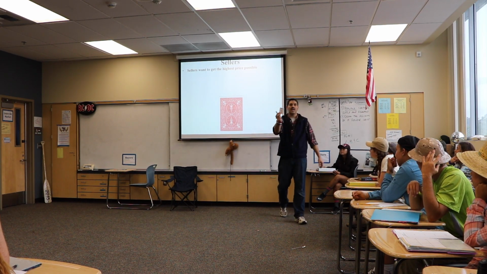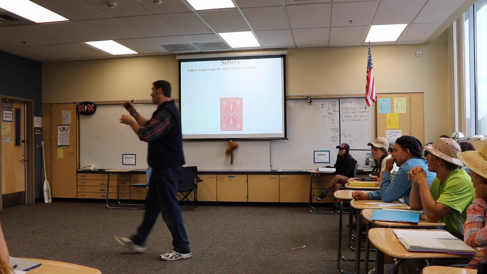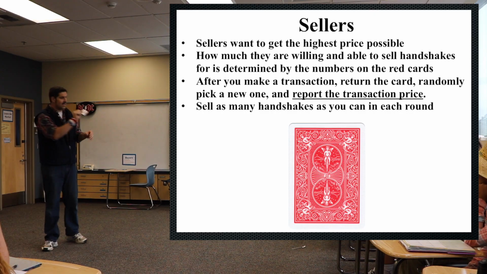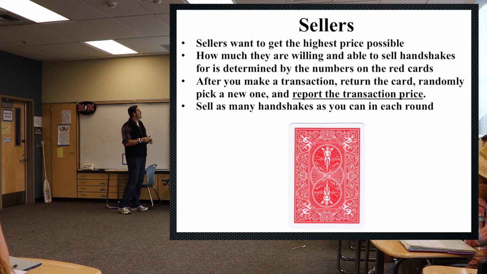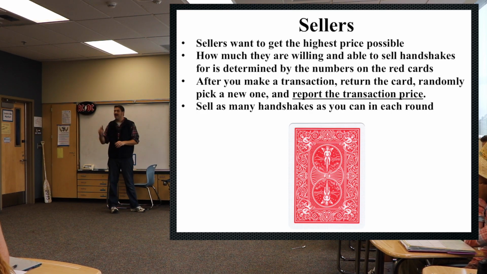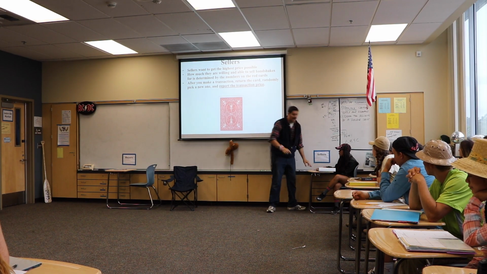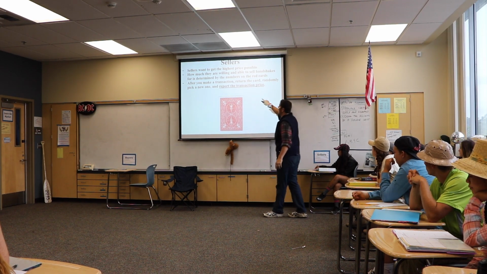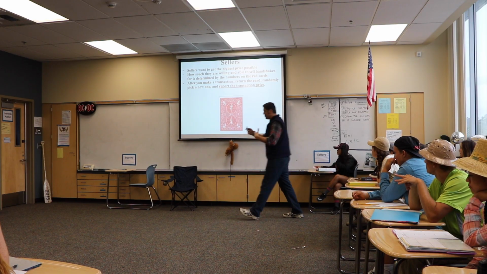This person's willing to sell it for how much? 3, right? They can't sell it for less than 3. That tells the minimum they're willing to actually charge for this. How much they're willing and able to sell handshakes for is determined by the numbers in the red card. After you make a transaction, they're going to come back up, put it back in the pile, and then grab a new one. And most importantly, they're going to write down, or tell me, the transaction price, how much they bought or sold it for from another person.